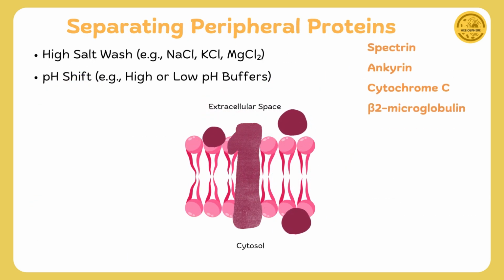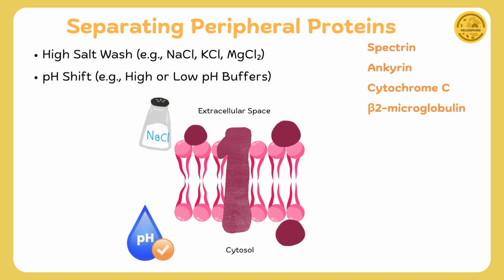Peripheral membrane proteins bind to the membrane through weak electrostatic and hydrophobic interactions, primarily involving hydrophobic and basic amino acids. Unlike integral proteins, they do not penetrate the lipid bilayer, making their removal easier.